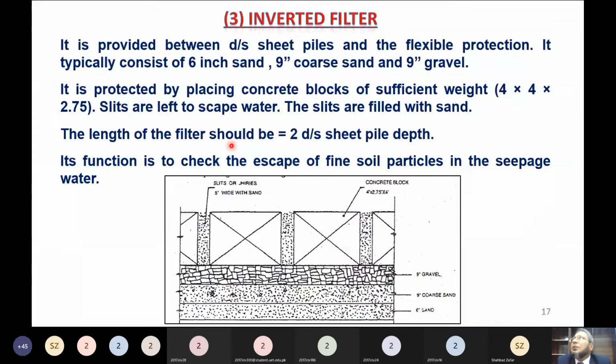Now, could you understand what is the function of inverted filter? Yes, sir. Okay.